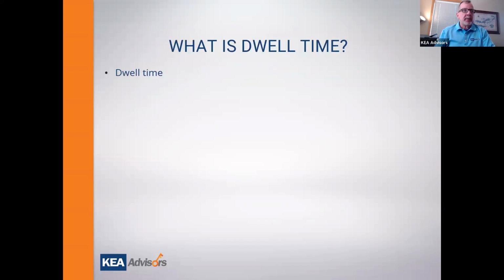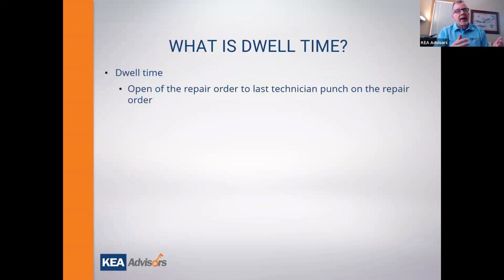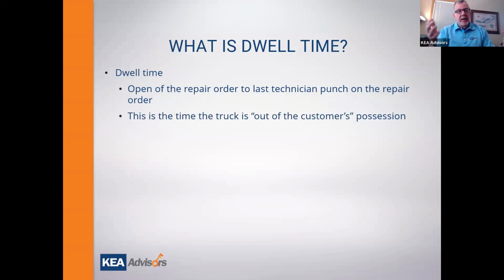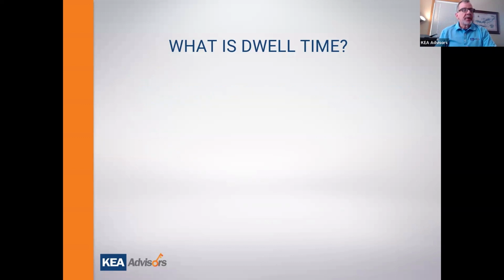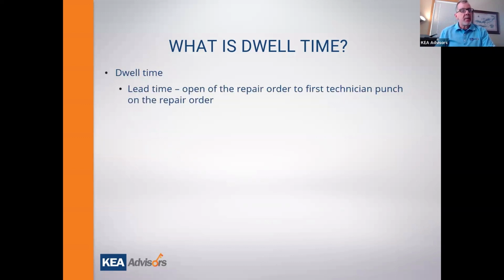Dwell time, which we all hear about, is simply the open of the repair order to last technician punch on the repair order. Pretty simple. Dwell time is made up now of two pieces. That time that the truck is out of the customer's possession that they view as the truck, quote, being worked on. It consists of these two items. First of all, lead time. Secondly, production time. Dwell time, as we said, consists of lead time, which is the open of the repair order to the first technician punch on the repair order. Simply, it is the intake of the repair order.